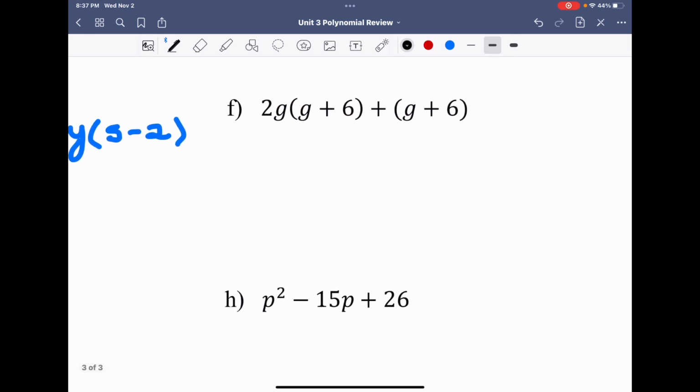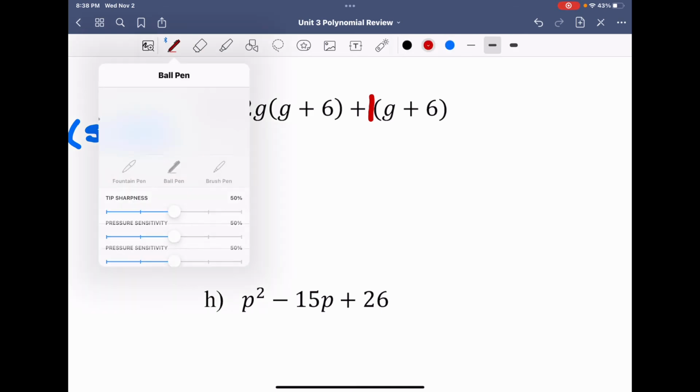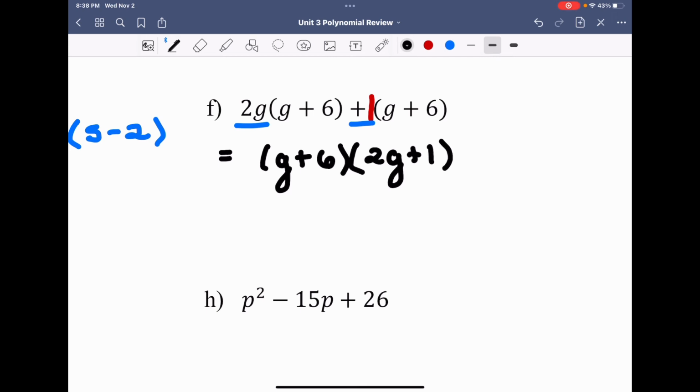If I go into my example f here, you need to be really careful. The coefficient of my second term here is 1. Please write that. If you see that there's nothing there, you have to write 1. Here's why. My greatest common factor, or the common binomial between these two, is g plus 6. So I can rewrite this as g plus 6 being moved out front. What is left over? It's my coefficient terms of 1 and 2g being added together: 2g plus 1.